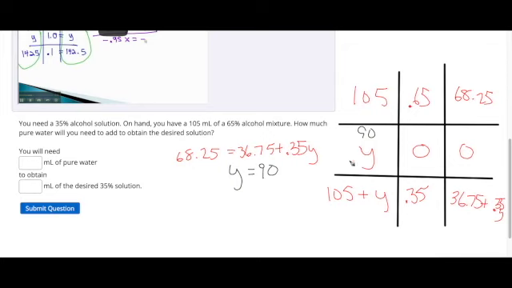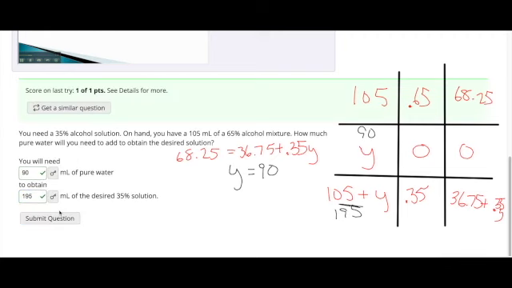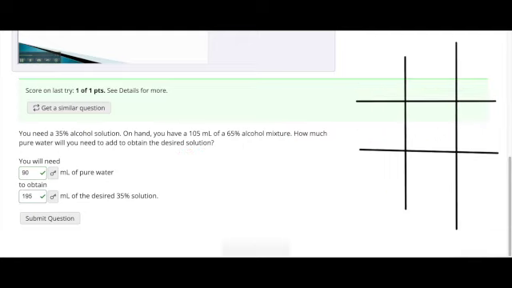And if y is equal to 90, then this total would be 195. I don't know what it's asking for, but I'm going to go for it anyway. So I'm going to need 90 milliliters of pure water, according to this problem. 90 milliliters of pure water to obtain 195, there you go, milliliters of the 35% solution. Let's see what happens. Okay. I'm living with the angels because it's taking it. Let's see how far further we can go.